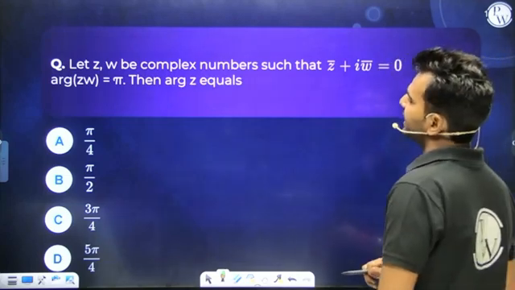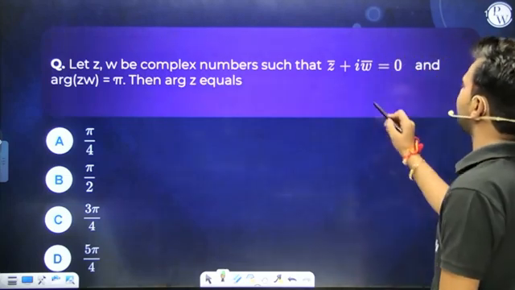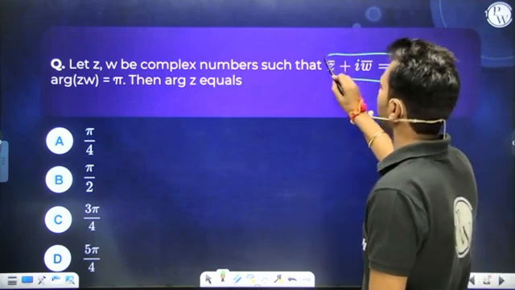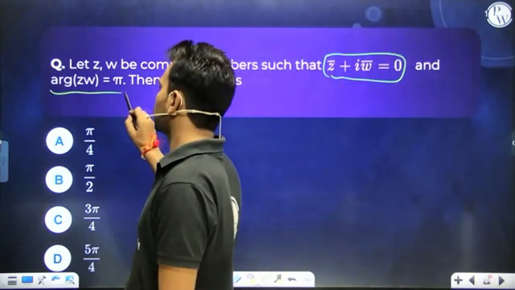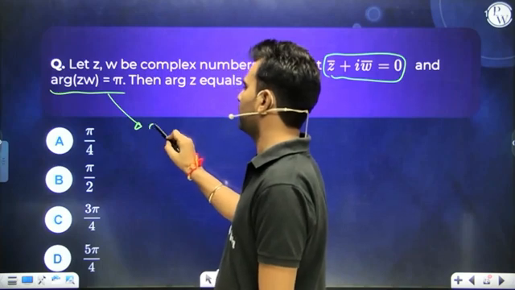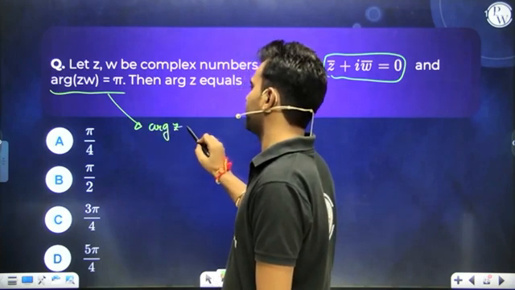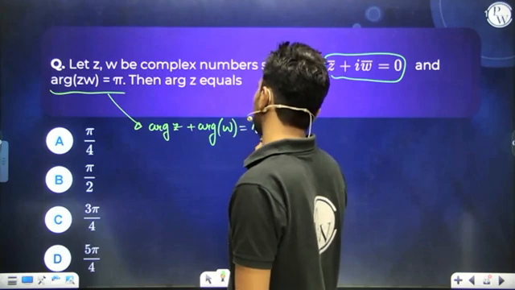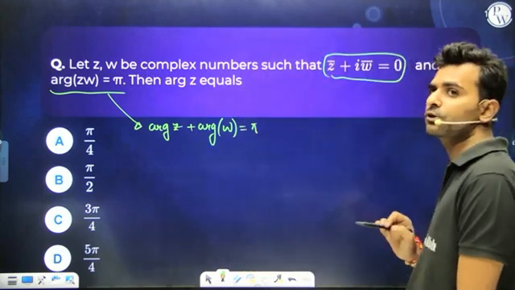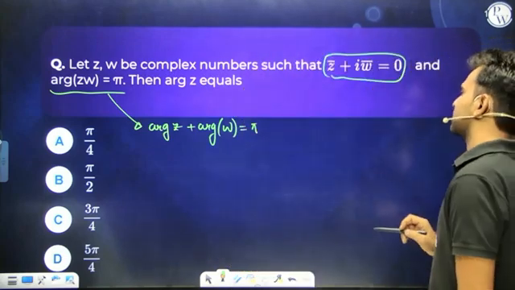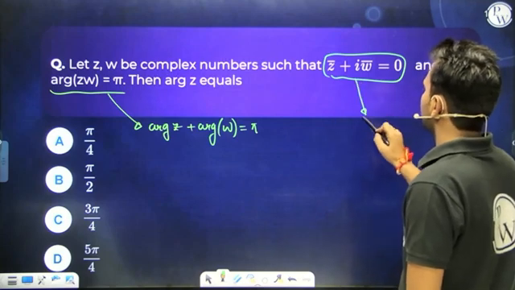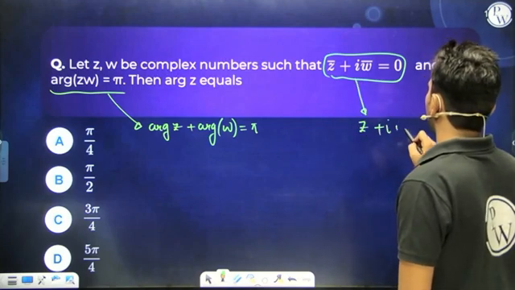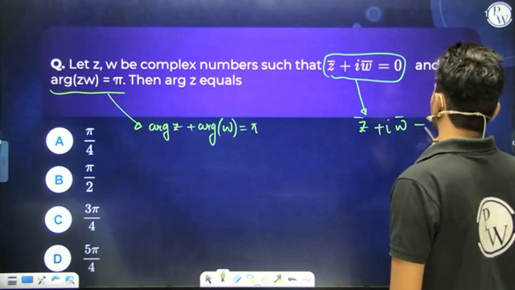Okay, let z and w be complex numbers such that this equation is there and also this relation is being followed. So over here you can use the property of argument, that argument of z plus argument of omega, or w, is equal to pi. This is not omega, this is w. Don't consider it as cube root of unity. A lot of guys do that. Okay, yes, this is z plus iota omega bar, z bar plus iota omega bar is equal to 0.